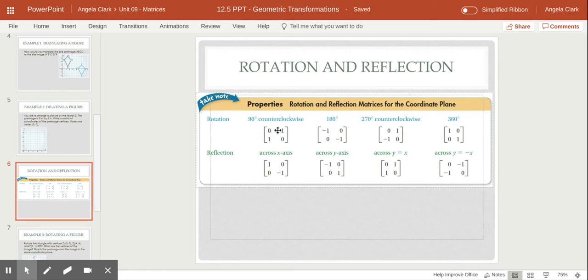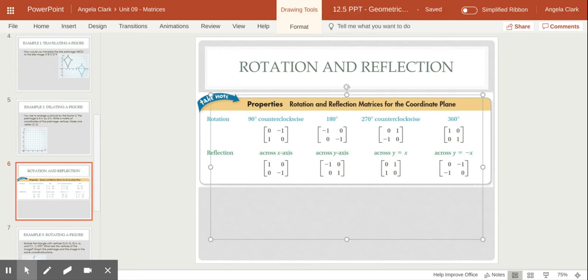When I'm multiplying by this, it's always going to be, here is my pre-image matrix, and then I'm multiplying by a transformation matrix. So when I'm multiplying, I'm going to have my point x, y multiplying by the top and then the bottom.